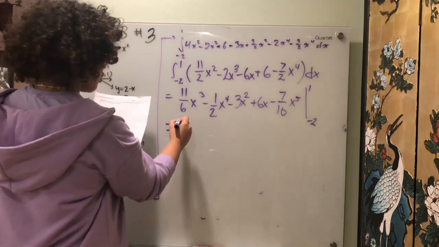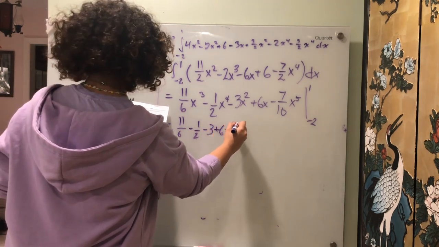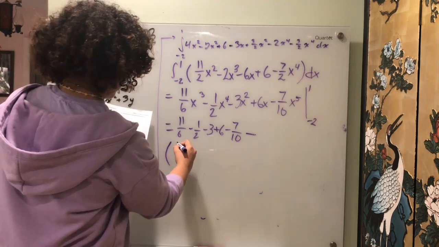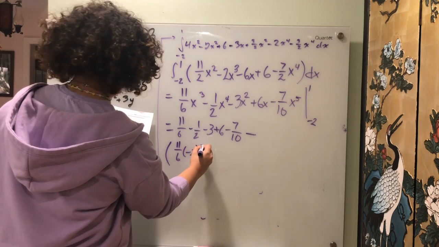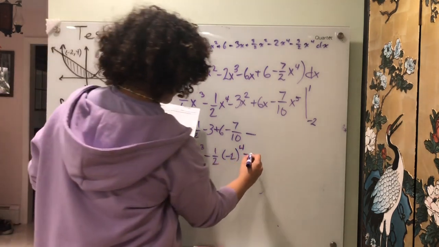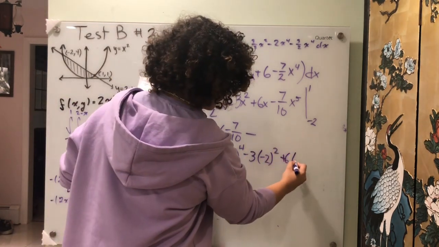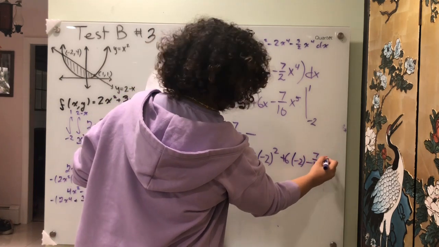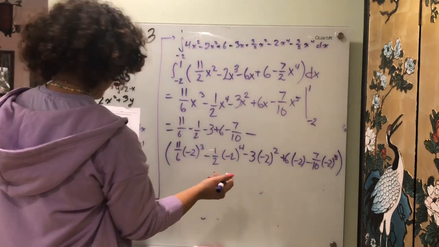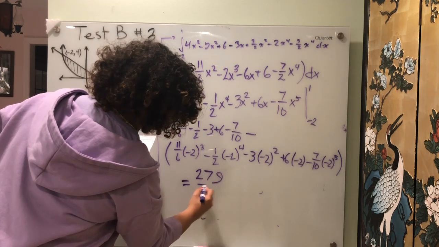Now we plug in 1 first. So that's going to be 11 over 6. And then we're going to plug in the -2 for x. And then we can plug that into our calculator and we're going to get a final answer of 279 over 10.